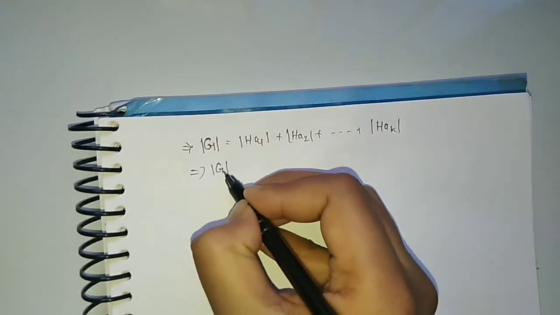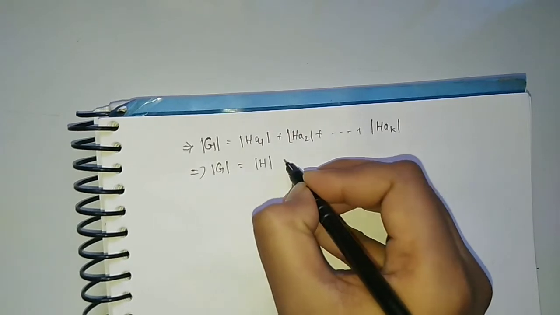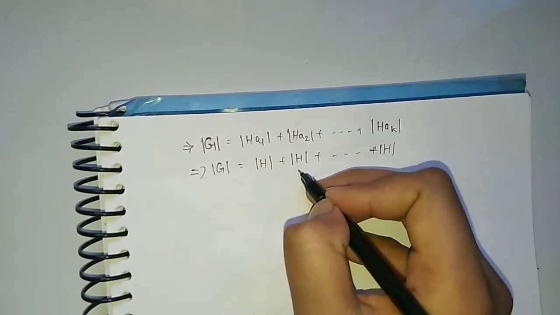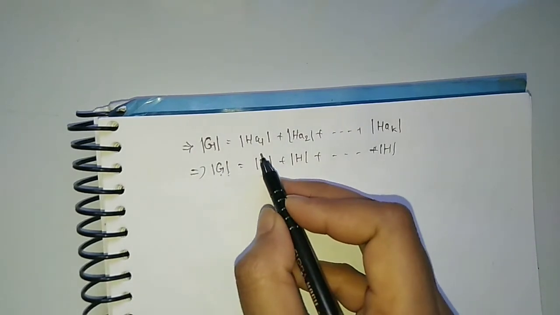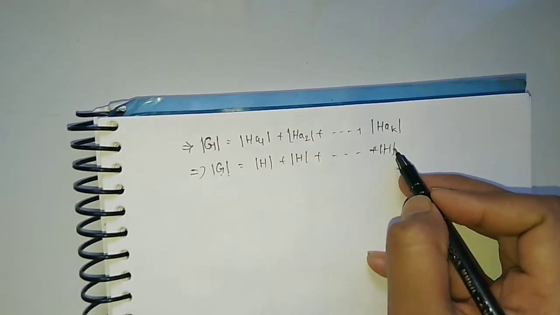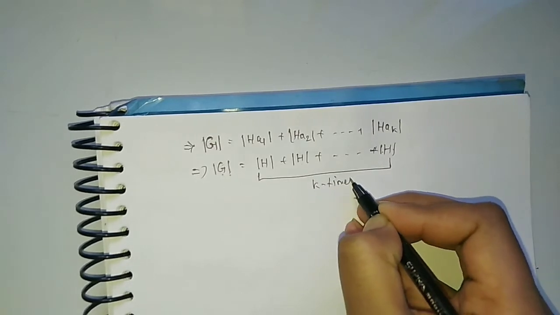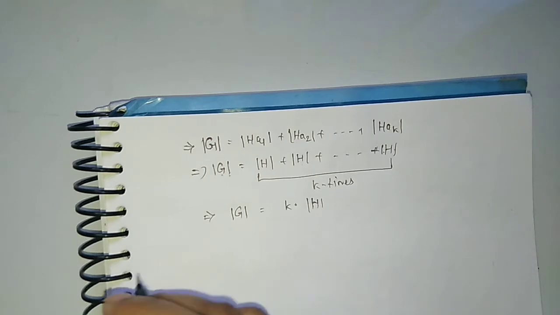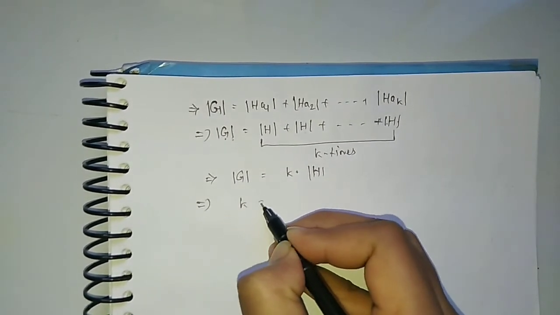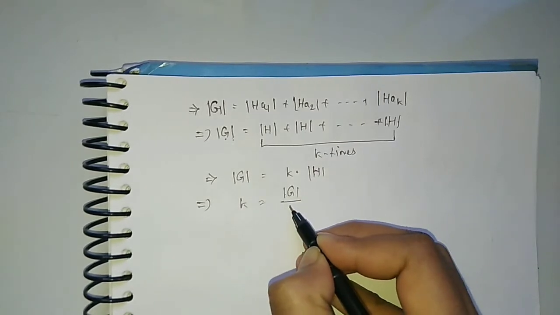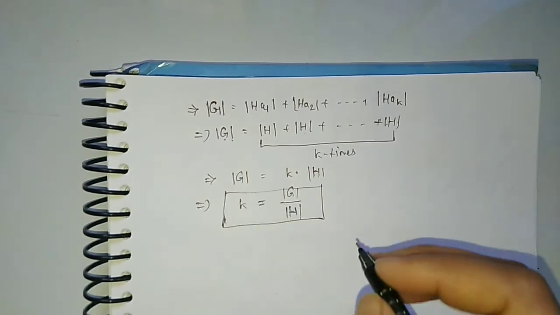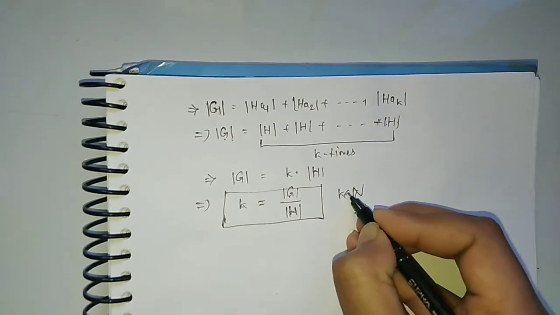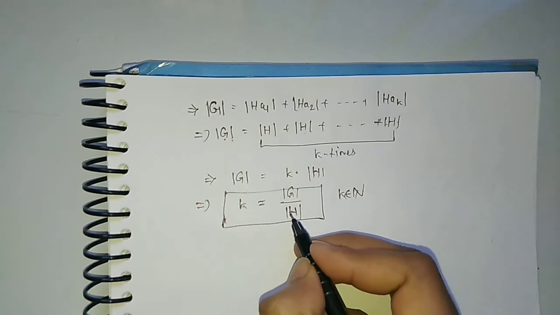So this will imply that the cardinality of G is equal to the cardinality of H plus the cardinality of H plus the cardinality of H, all the cardinalities being equal to the cardinality of H. So order of G is equal to order of H plus order of H plus order of H, these are K times, and this will be equal to K into the order of the subgroup H. This will imply that K is equal to the order of G upon order of H. So from this expression we can easily say that the order of H divides the order of G, because K is a natural number. So we have proved that the order of a subgroup divides the order of the group.